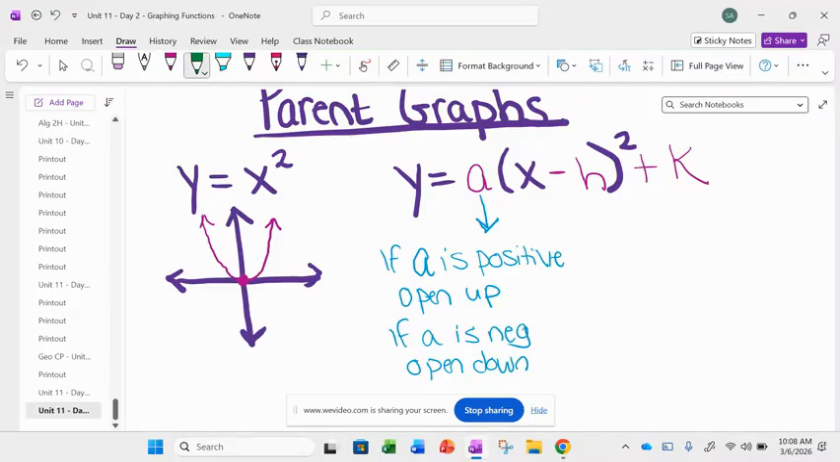Now we're going to talk about h. Do you guys see how it's a minus h? This is our standard in our formula. It's x minus h. So when h is positive, it actually is going to be a minus. And when h is negative, what's that going to be? A positive, exactly. So the h is going to tell us our horizontal shift.